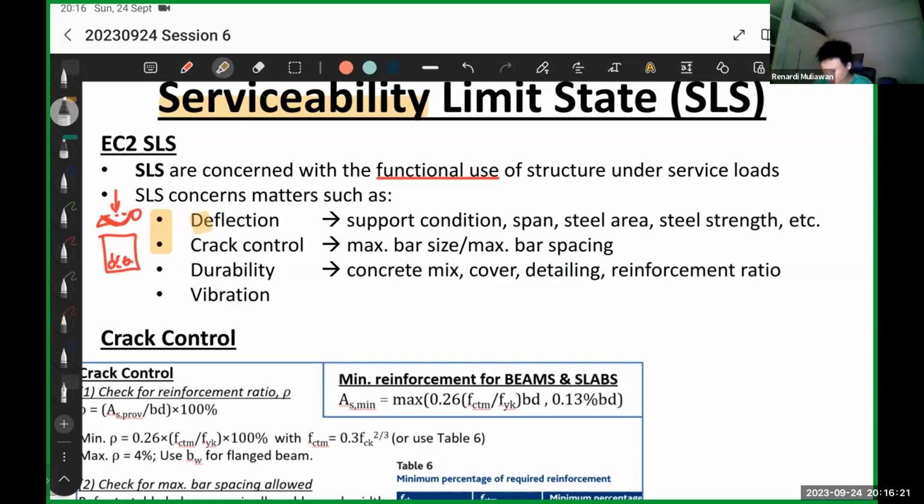Deflection can be affected by a few things: support condition, span, steel area, steel strength, and so on. You will see this in the formulas below. Then for crack control, there's bar size and also bar spacing. These two, again, we will see in the formulas below.